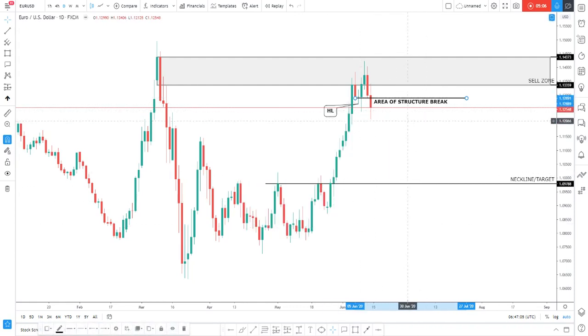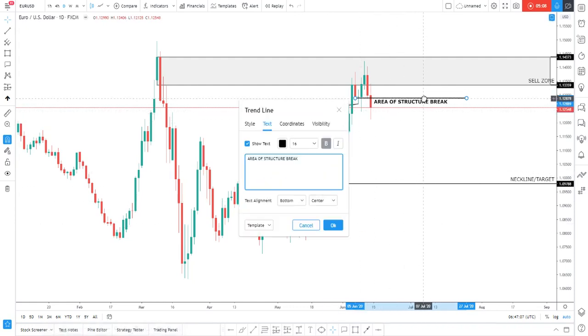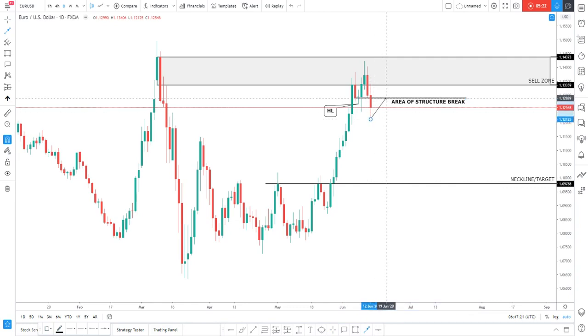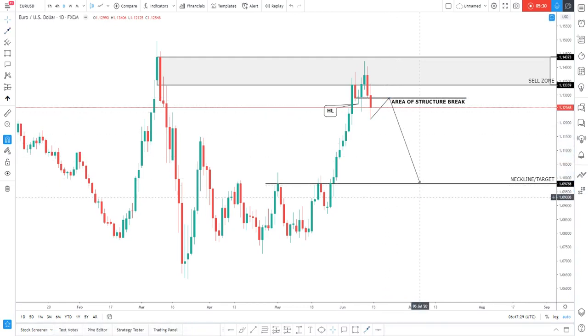Now, knowing that this area of structure has broken, what I would be looking for is a retest back into this area of structure before price projects downward further. So a retest into this area of structure, then a short back to the neckline based on the W pattern that we have on the weekly time frame.